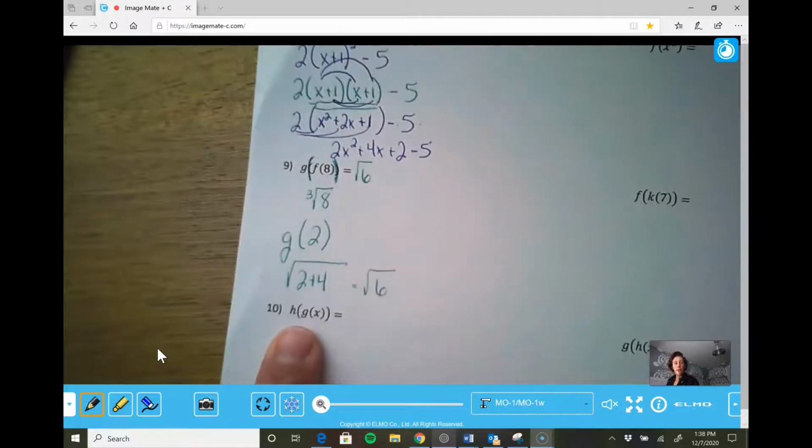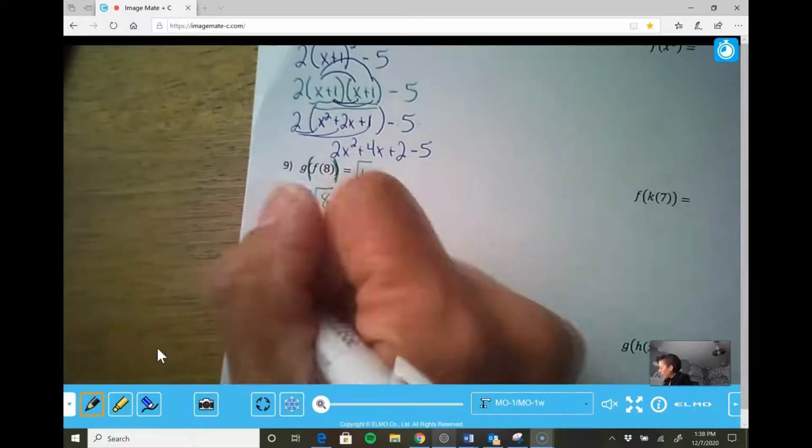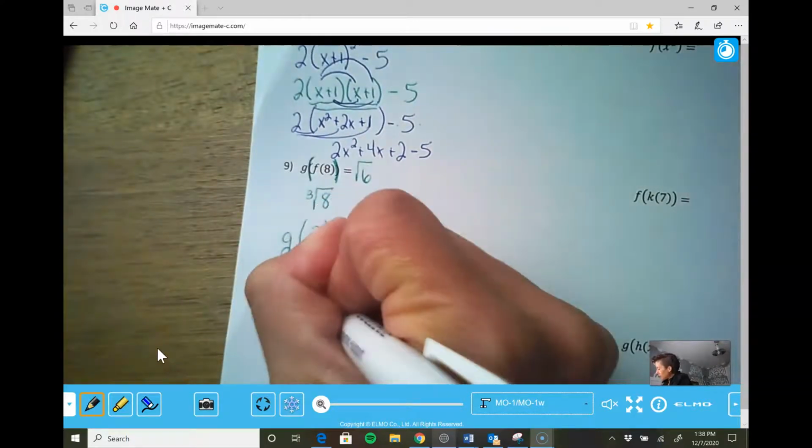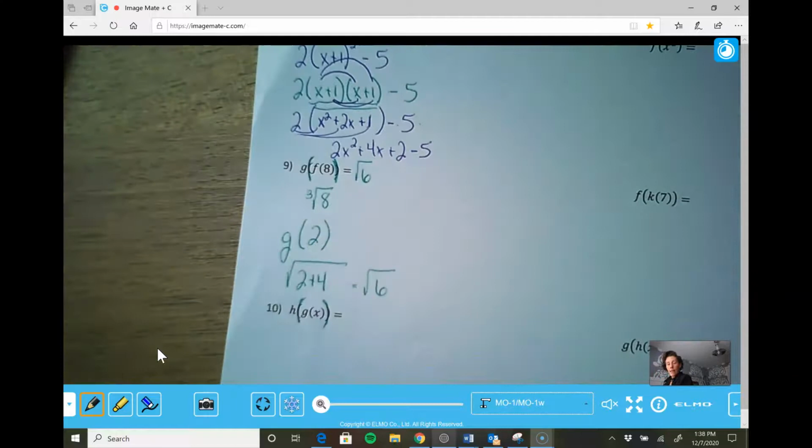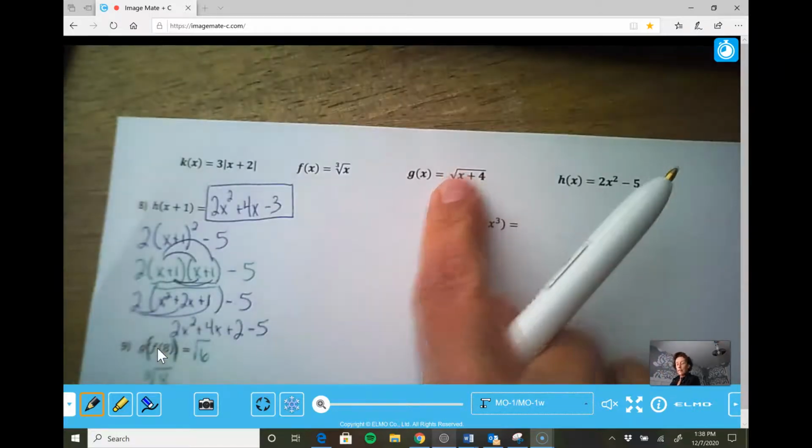So now we got another composite function, but we're actually going to take the whole function and put it in the other one. So again, I always like to make those outer parentheses just a little bigger. And g of x, which is this, is going to go in there.